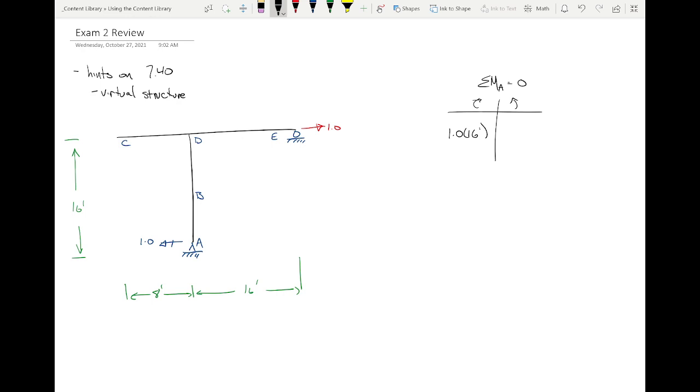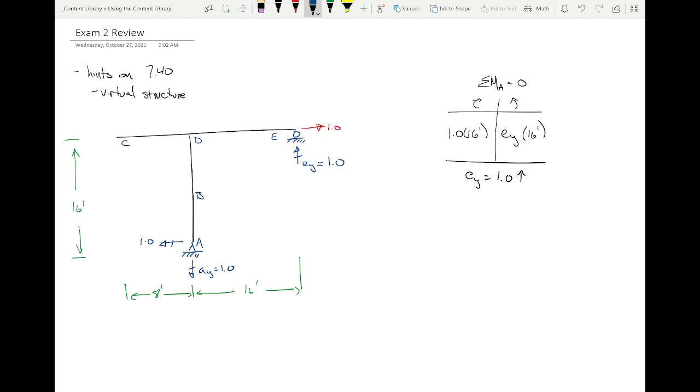So EY is acting this way. This is EY, and it also is at a moment arm of 16 feet. So EY is 1 up. And if that's EY, that's AY. That satisfies static equilibrium because that is a system of forces that satisfies the conditions that the sum of the forces in the x direction are 0, the sum of the forces in the y direction are 0, and the sum of moments are 0.